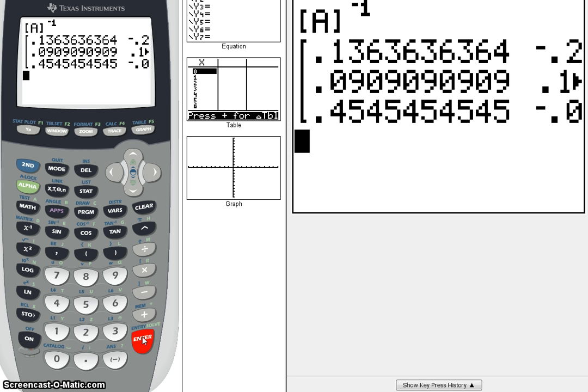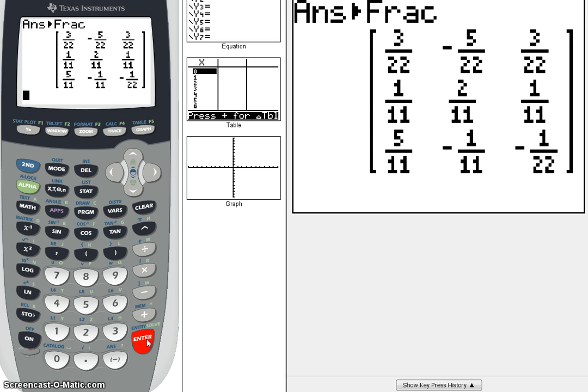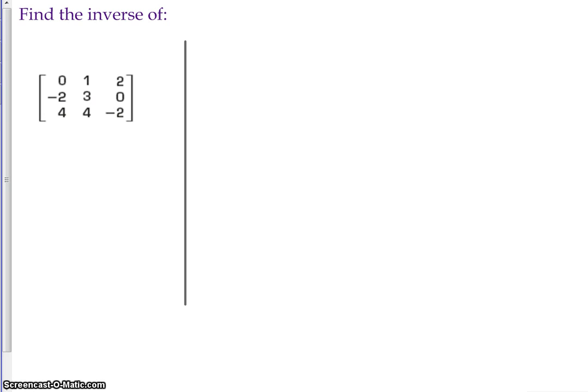In other words, it's just kind of as icky as the one we did in class. Boy, it would be nicer if we had fractions. Well, the good news, there's an easy way to do that. You just hit the key math, enter, enter, and then enter twice. We'll put that matrix into fractions. Oh, that's not so bad. So now we have those nice little fractions there: 3/22, -5/22, 3/22, 1/11, 2/11, 1/11, and then 5/11, -1/11, -1/22. Our answer, and boy, that's a lot easier than calculating it by hand. Okay, so I'm not going to recopy that, but we remember we have that answer. We could copy it down on the homework.